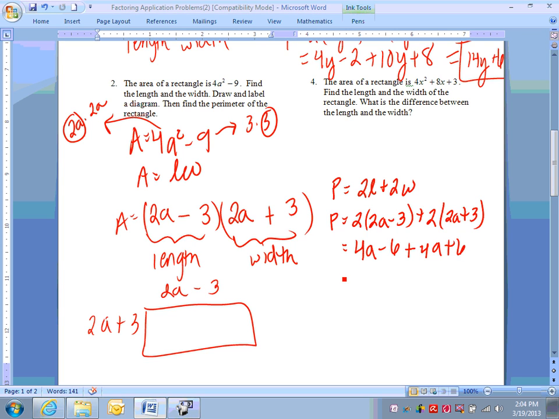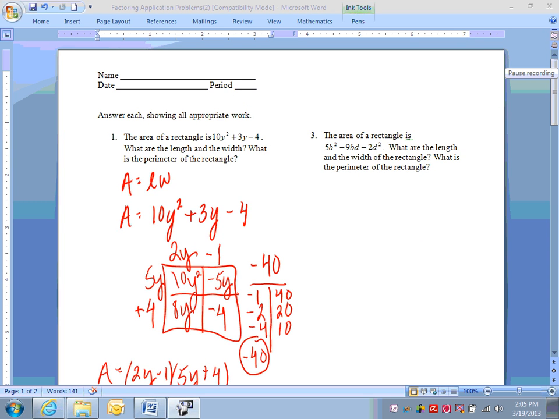The last step to this problem is that we need to combine like terms. So I have a 4a and a 4a, which gives me 8a, and then the negative 6 and the positive 6 are a 0 pair, so those cancel out. So our perimeter of this rectangle is 8a.